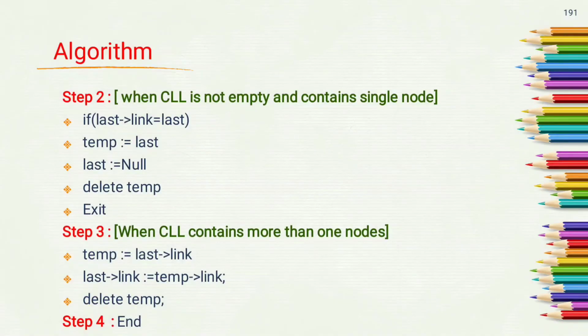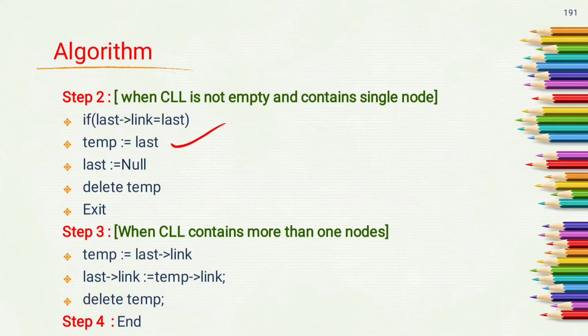But if the circular linked list is not empty and contains a single node, we have to perform the following steps. First we have to check the availability of single node in circular linked list by writing last arrow link equals last. If the value of link part of last is equal to value of last, that means there is a single node in circular linked list.